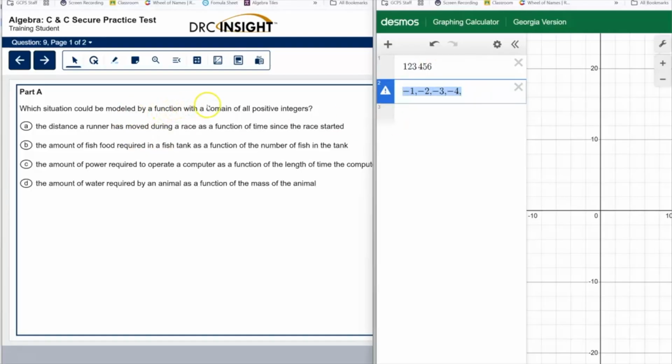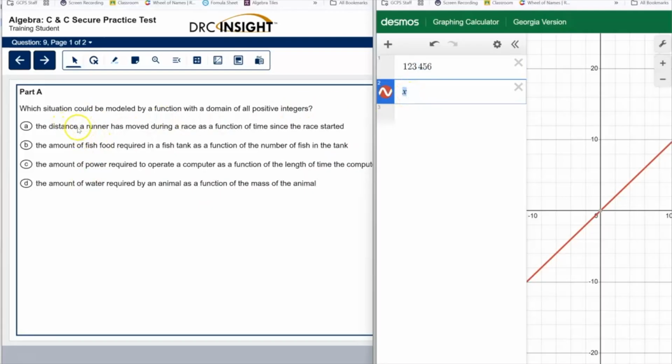All right, so if I'm looking for domain, is that my x or my y axis? You should say domain is my x-axis. So I'm looking for positive integers on my x-axis. So when I read all of this, I need to identify what is x and what is y.